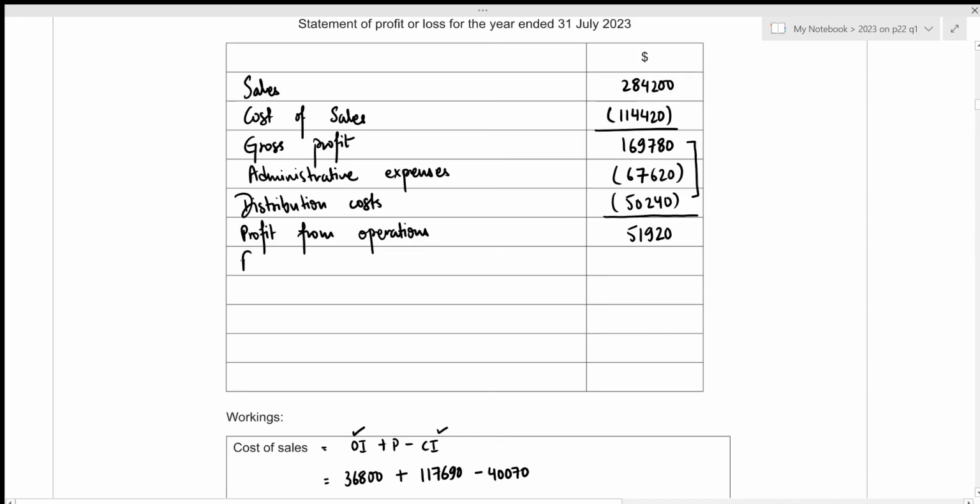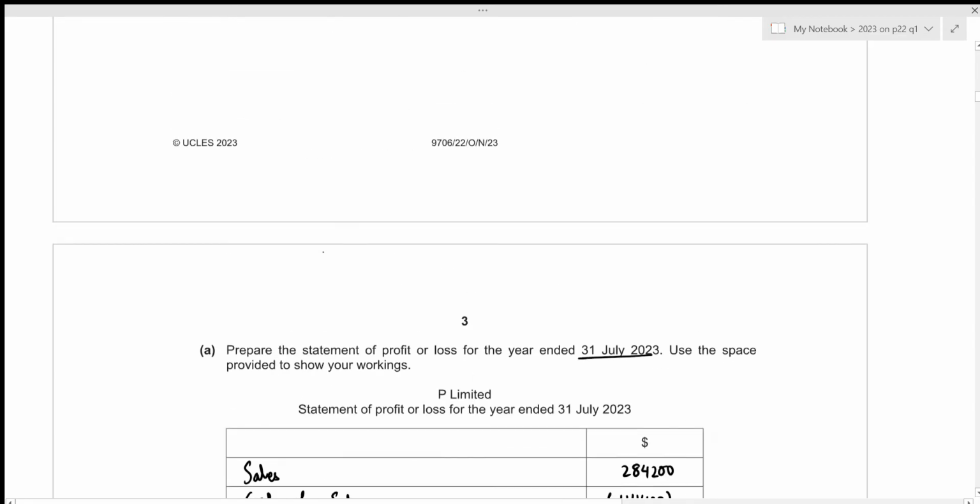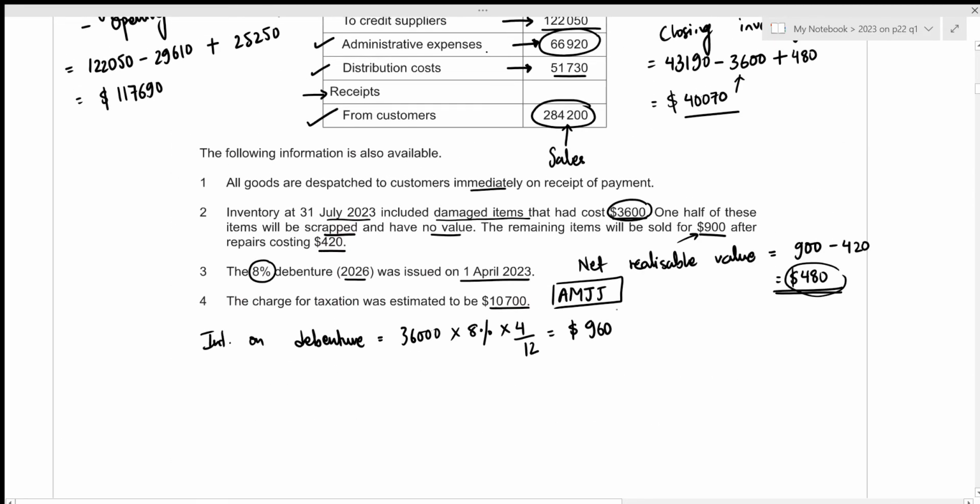Now the next step would be to subtract our finance cost, and finance cost is basically the interest charges. In this case, we had to pay the interest on the debenture, which we calculated to be 960. So this will be the finance cost.